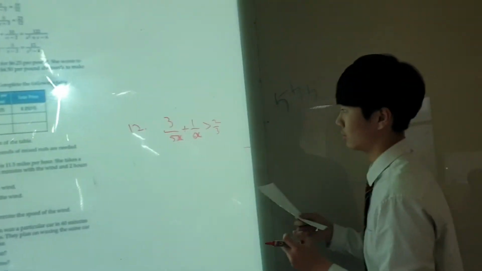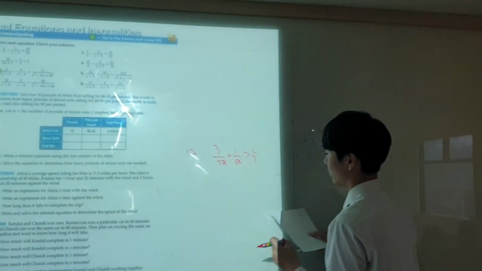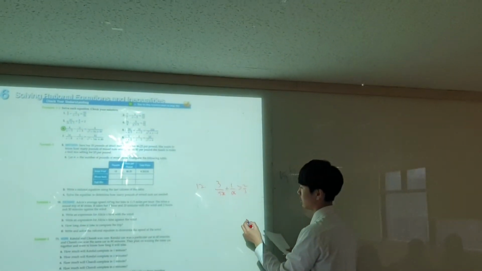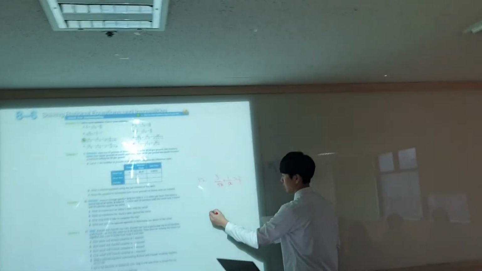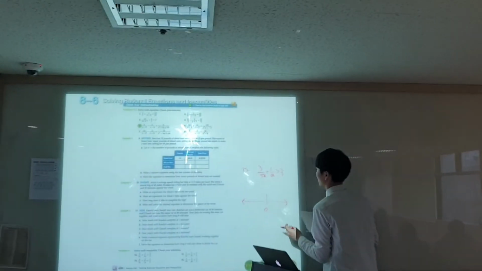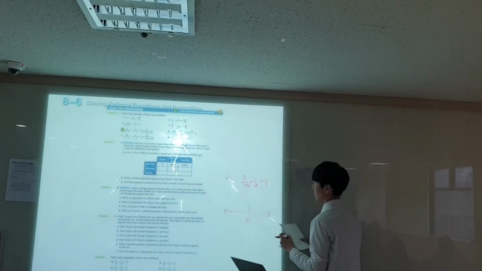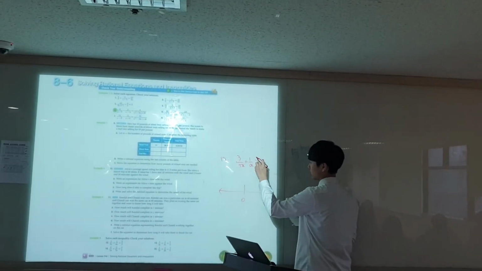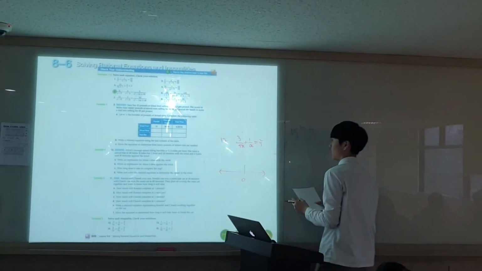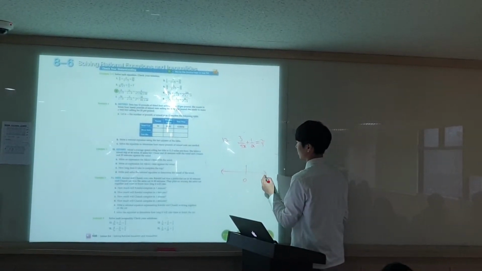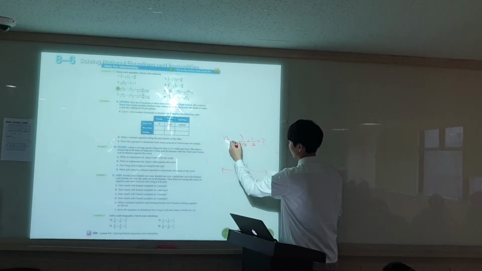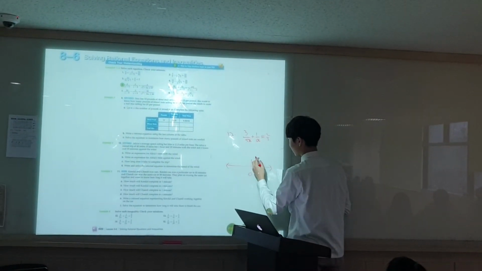This one, right? So first, find which value makes the denominator 0. So it will be 0. Next, just make this one an equal sign, which is the related equation, and then find x. So the least common denominator will be 30x.